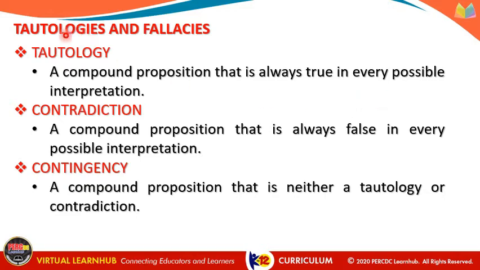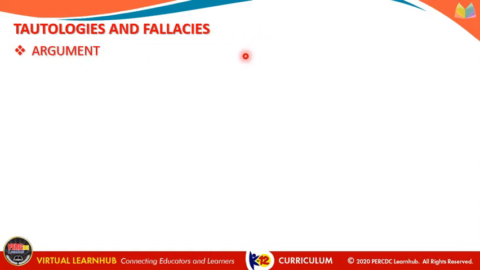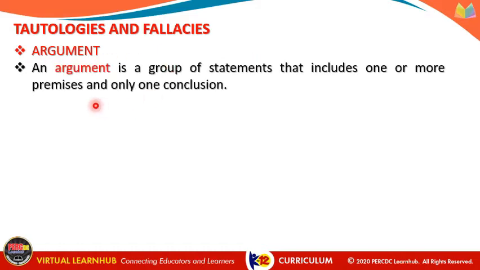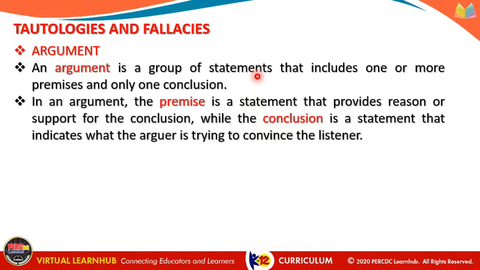By the way, this chapter will focus on tautologies and fallacies. As an introduction, let's just define what is a fallacy. In order to define what a fallacy is, first let us define what is an argument. An argument is a group of statements that includes one or more premises and only one conclusion. In an argument, the premise is a statement that provides reason or support for the conclusion, while the conclusion is a statement that indicates what the arguer is trying to convince the listener of.